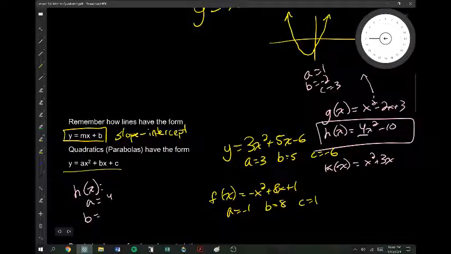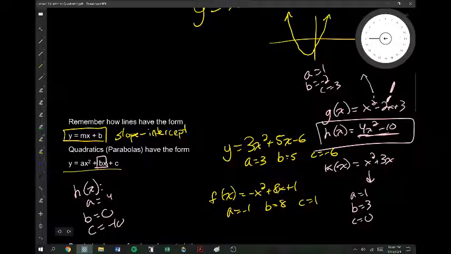The b value is 0, okay? It is not negative 10. The b value is always whatever's attached to the single x term. So here the b value is 2 because our single x term was 2, or negative 2 really. So here there is no b value. We say b equals 0 and c equals negative 10. So for this one, a equals 1, b equals 3, c equals 0.